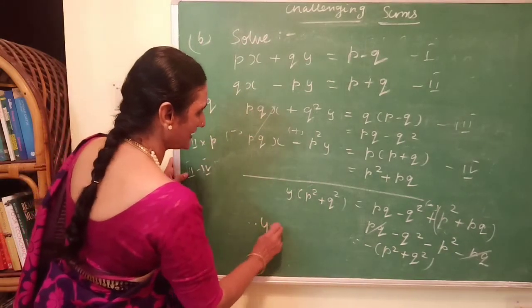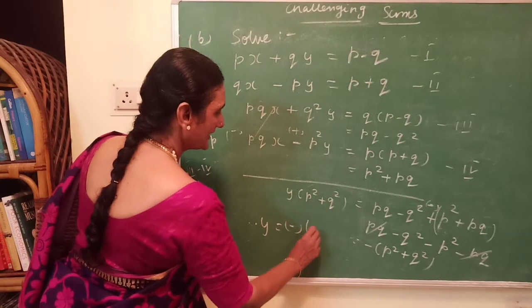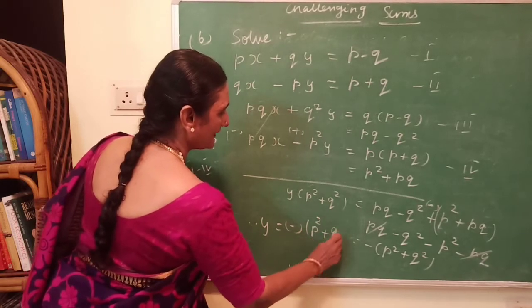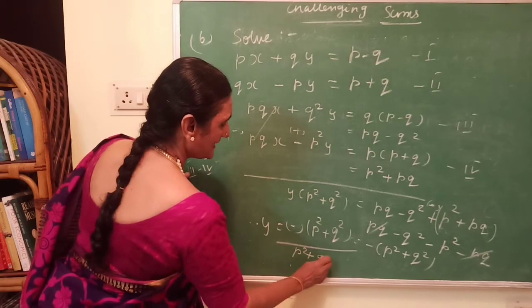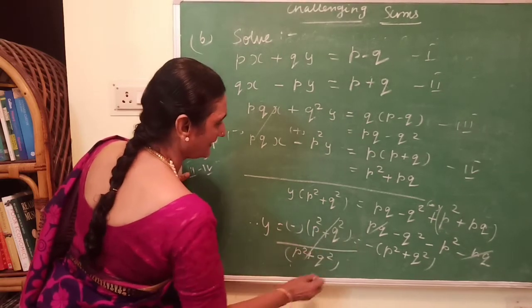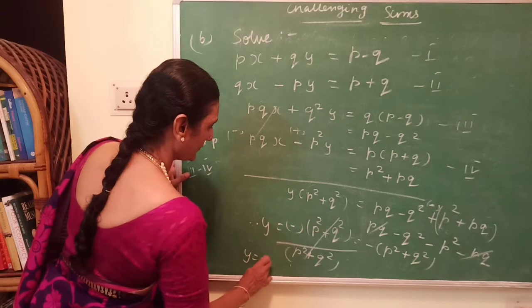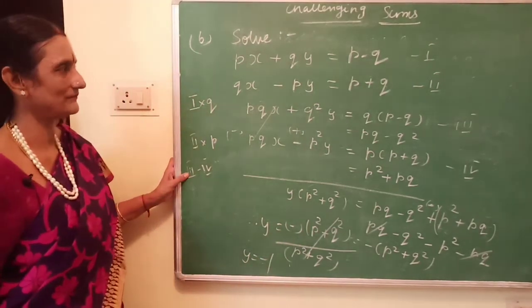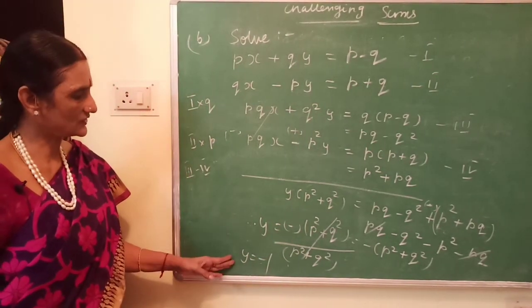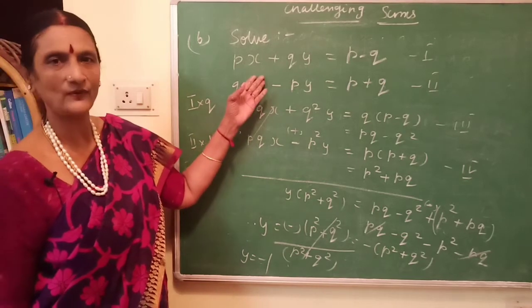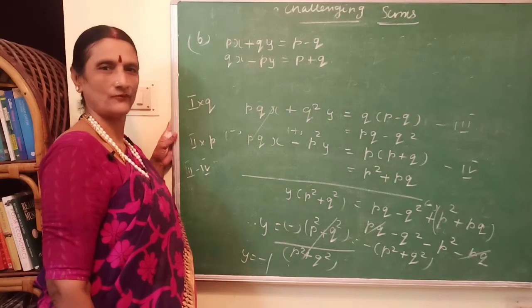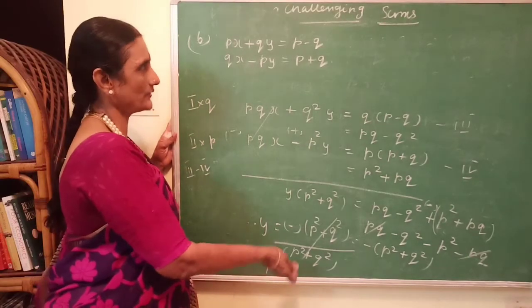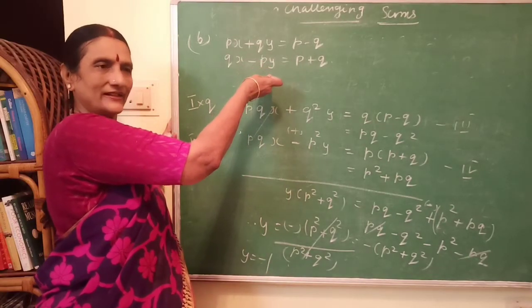Therefore, your y is equal to minus of p square plus q square divided by p square plus q square. They both will get cancelled. You will get y is equal to minus 1. Now when y is equal to minus 1, you can substitute in any one of these equations to get the value of x. Therefore, y is equal to minus 1 can be substituted here.